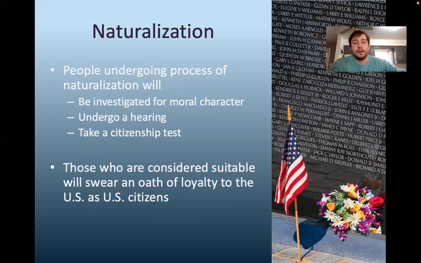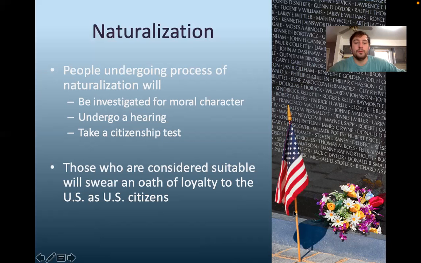Undergo a hearing. So making sure that these people are looking to be a United States citizen in the right way, for opportunities, for better advancement of their life, and they're not looking to cause any disruption or issues in the U.S. Any type of rebellion, revolt, you name it. And then take a citizenship test. They need to be knowledgeable of certain history, government practices, and principles, and how they can be a better citizen and how to become a citizen in the United States.